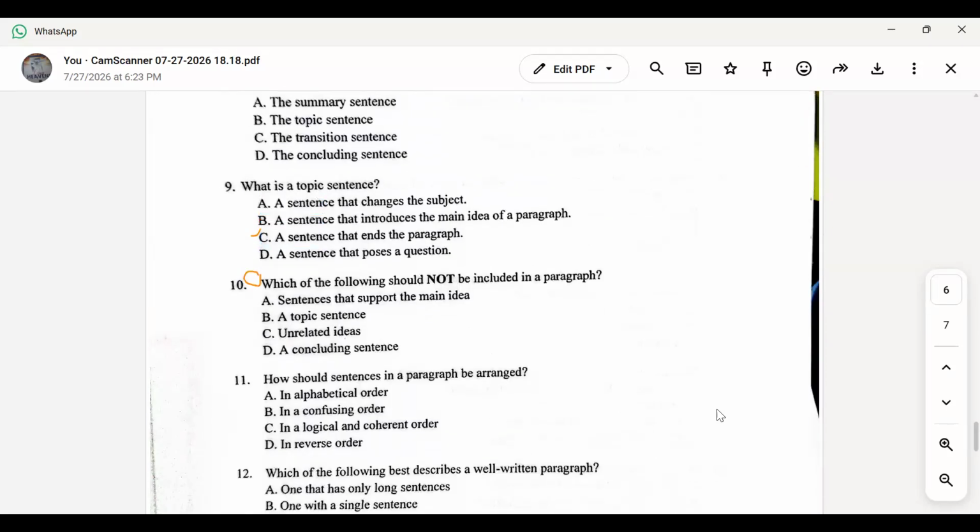Number 9. What is a topic sentence? A, a sentence that changes the subject. B, a sentence that introduces the main idea of a paragraph. C, a sentence that ends the paragraph. D, a sentence that poses a question. B.